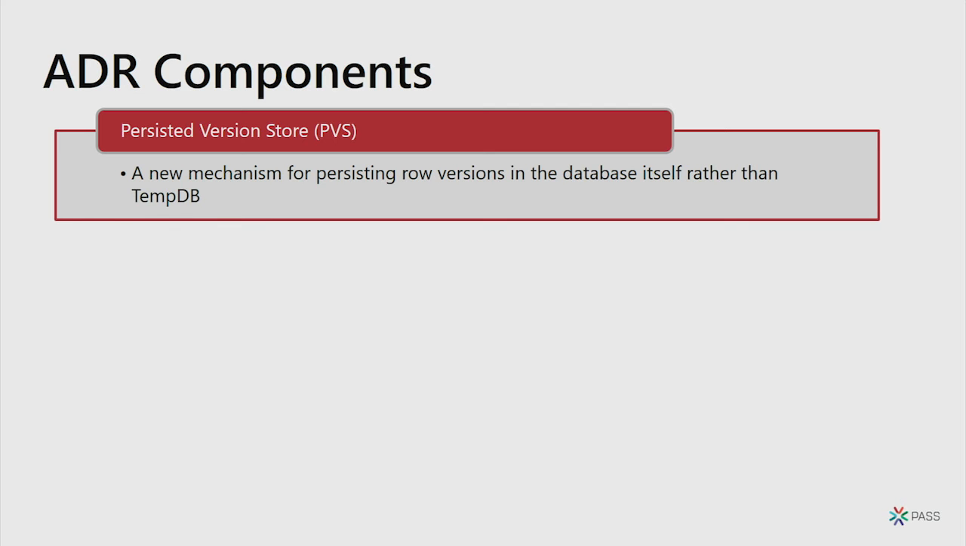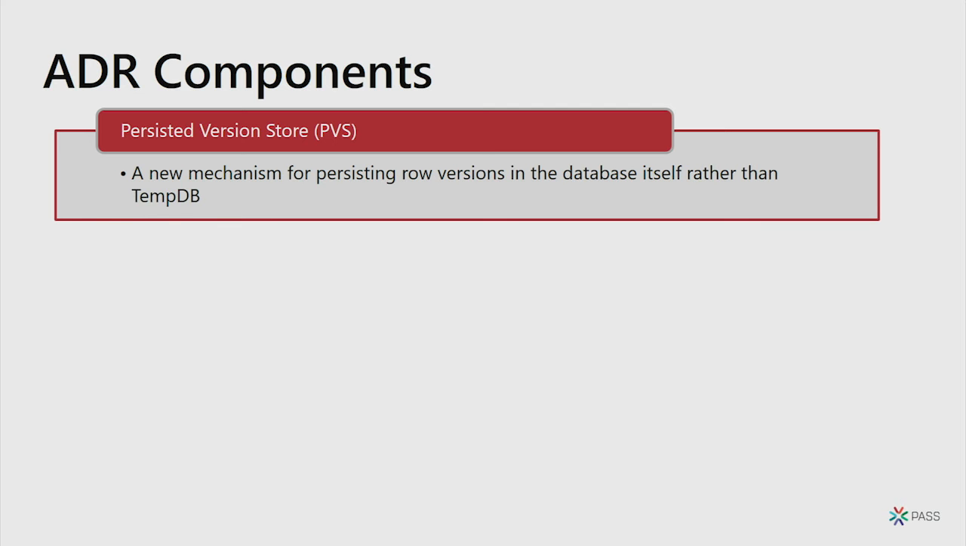And that off-row version store is a separate area which you can actually redirect to a different file group if you would like to. So that's a possibility if you are thinking of turning this on and you're concerned about where those row versions are going to go and disk space and things like that. Okay, so that's the PVS, or the persisted version store.